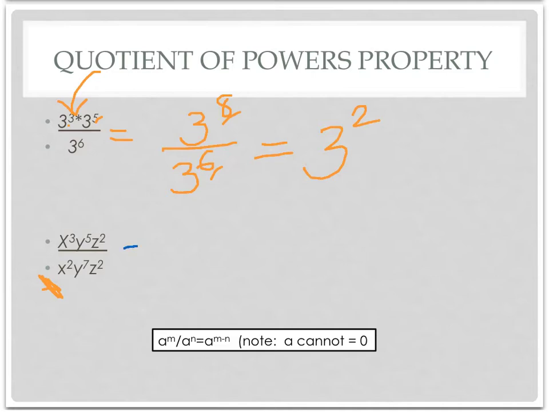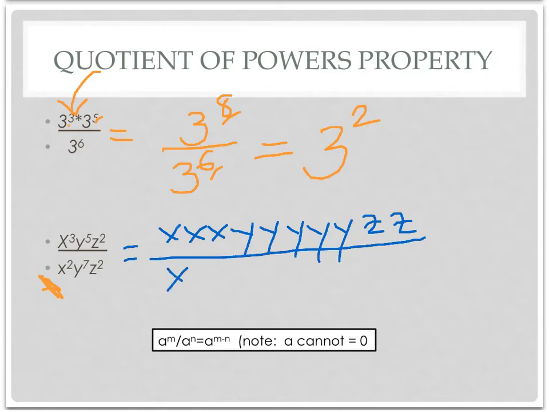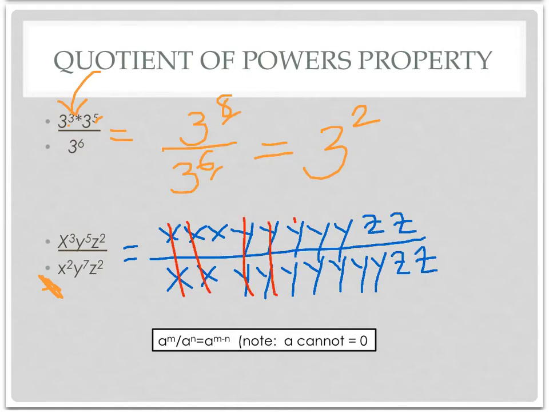Okay, let's go ahead and do this first problem. I'm going to do it the shortcut way as well as the long way, so just bear with me. If we did it the long way, we would have 3 x's on top, 5 y's, and 2 z's. And on the bottom, we would have 2 x's, 7 y's, and also 2 z's. And now I'm going to use my rule here and cancel out things that are the same.